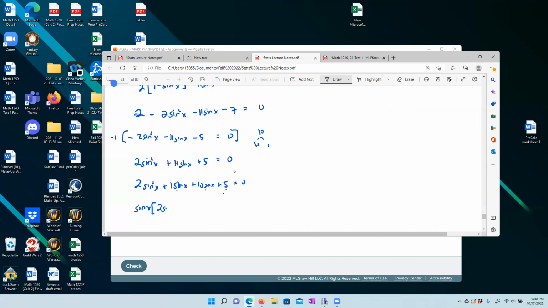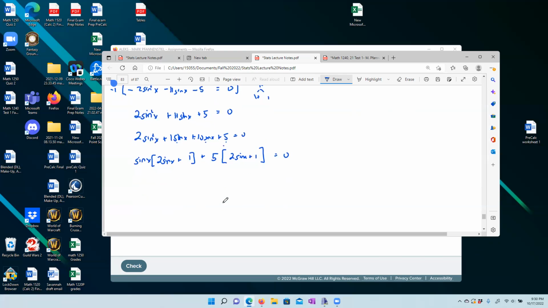We're going to have 2 sine x plus 1 factored out of sine x plus, there's a 10 and a 5 here. What do they have in common? 5. We have a 2 sine x plus 1 equals 0. Hey, would you look at that? 2 sine x plus 1 is common to both of these factors. We're going to go ahead and sweep these out because that's how factoring by grouping works. So we have 2 sine x plus 1, and then we have a sine x plus 5 equals 0.